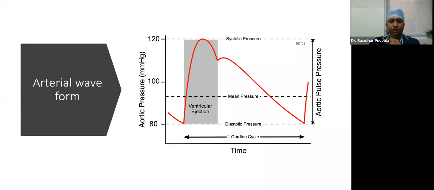That is the reason when we are resuscitating a patient, or giving vasopressor therapy, we target mean arterial pressures rather than just systolic or diastolic pressures. What is pulse pressure? The difference between systolic and diastolic pressure is called pulse pressure.